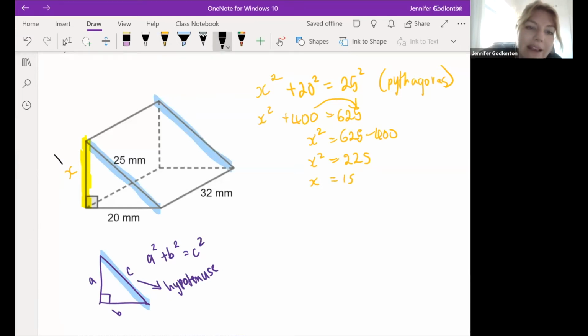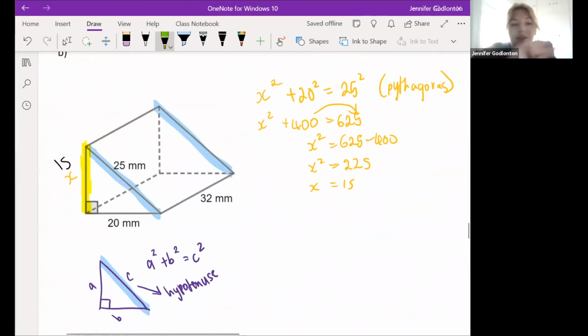Now, if you are feeling confident in Pythagoras, you are welcome to write it out using your first line where you're dealing with a square root sign. So you also could start this by saying x is equal to the square root of 25 squared minus 20 squared. If you feel confident with that, that's fine. And then pop that into your calculator exactly like that, and you'll get your 15.